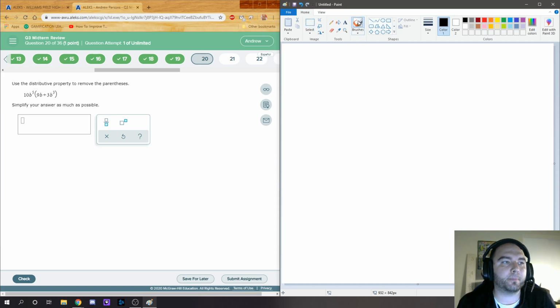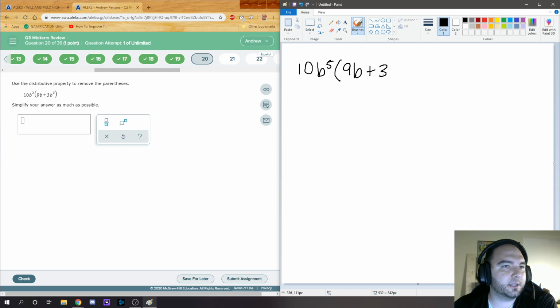Next problem. This one has 10b to the 5th outside of a parenthesis, plus this stuff on the inside. This looks kind of familiar because what we did recently on a test was take stuff that was distributed and turn it back into this, although this hasn't been completely factored. The point is that was stuff we did recently. We factored. Now we're going back to the old school stuff. We're distributing. So distribute that in here.